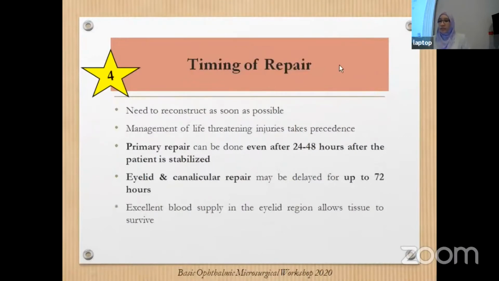And then timing of repair in traumatic eyelid. You need to reconstruct as soon as possible. Okay, and management of life-threatening injury takes precedence. Primary repair can be done even after 24 to 48 hours generally, for the eyelid and also for the canaliculi. If this patient is not stabilized yet, we need to stabilize the patient first by the primary team, and then we can do it later. And the canaliculi sometimes we can delay for 72 hours. And then the excellent blood supply in the eyelid region allows tissue to survive.